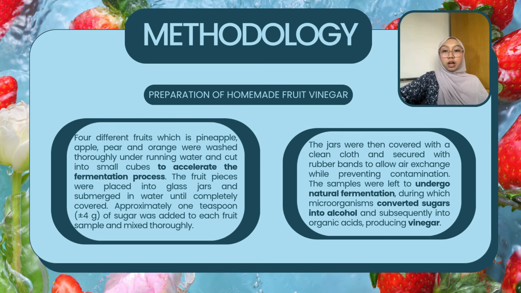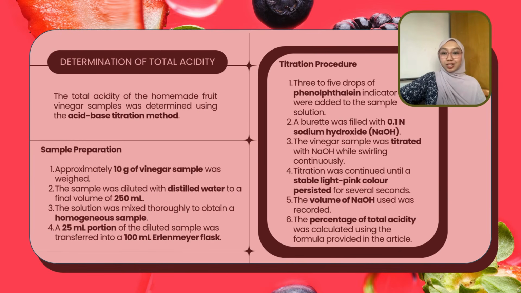The jars were then covered with a clean cloth and secured with rubber bands to allow air exchange while preventing contamination. The samples were left to undergo natural fermentation, during which microorganisms converted sugars into alcohol and subsequently into organic acids, producing vinegar. Determination of total acidity.